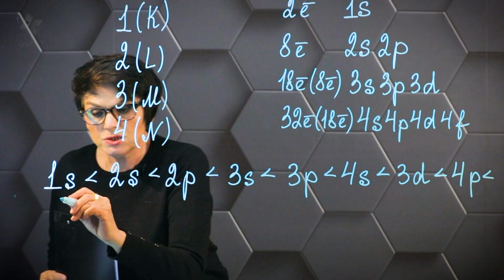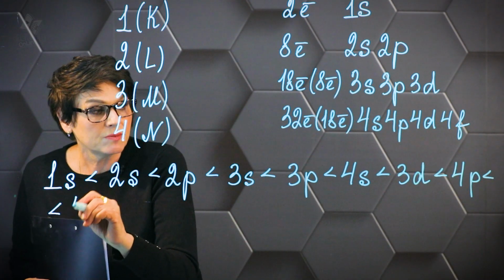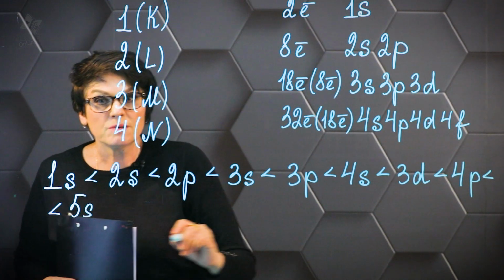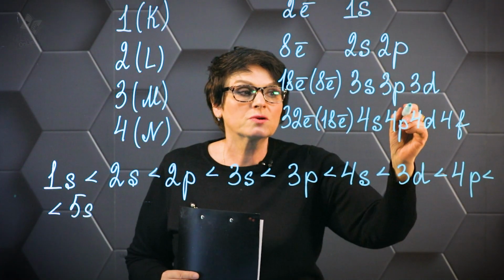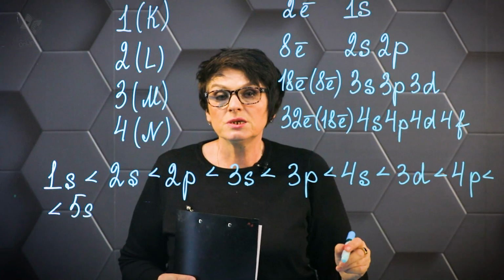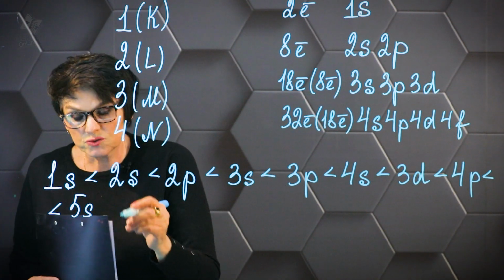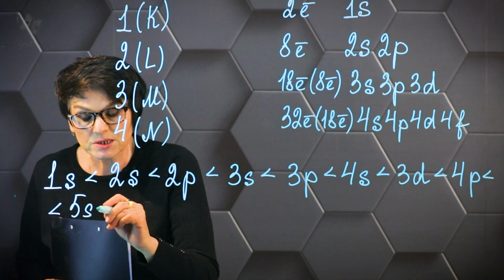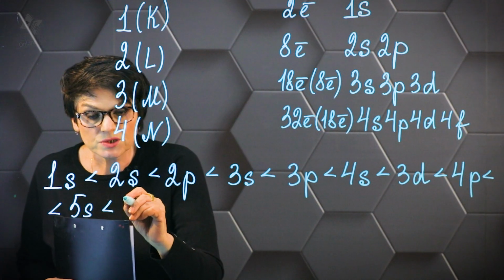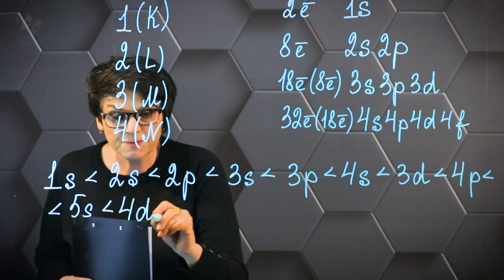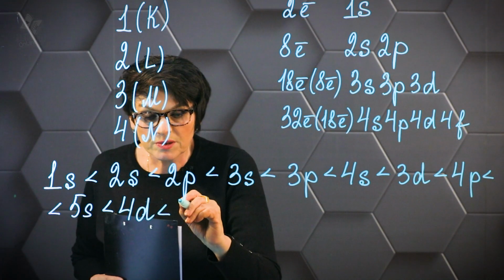The next one filled is 5S, and notice that in the fourth level 4D and 4F are not filled yet. This is the structure of the elements, i.e., this is how complicated the table is organized. After 5S comes 4D, followed by 5P.